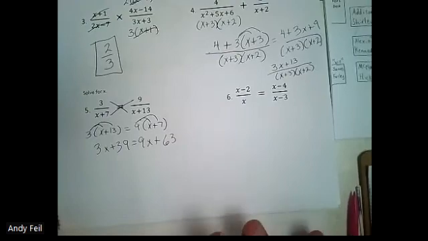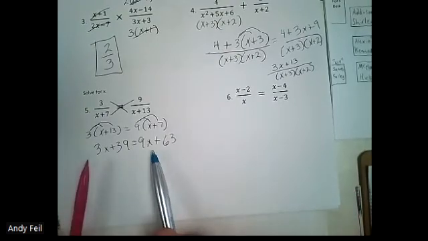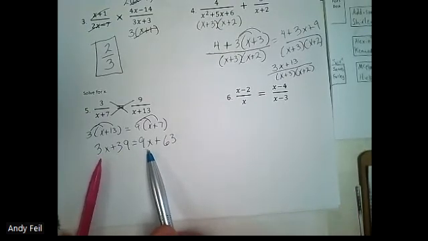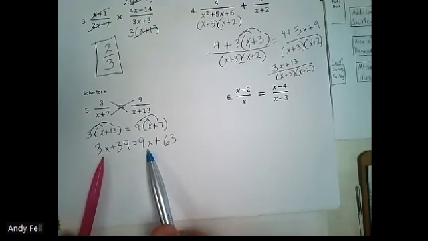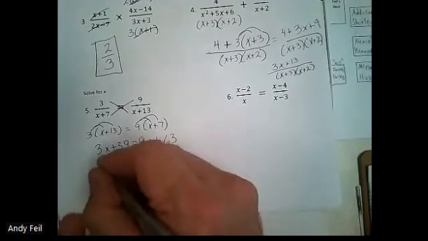Now it's still an algebra 1 problem, but we do have variables on both sides. So what should we do now? Should we subtract the 9x or the 3x? And it really doesn't matter. I'm going to subtract 3x.